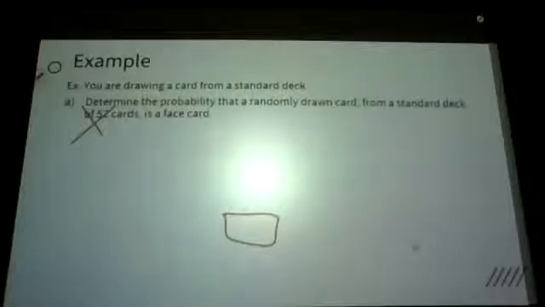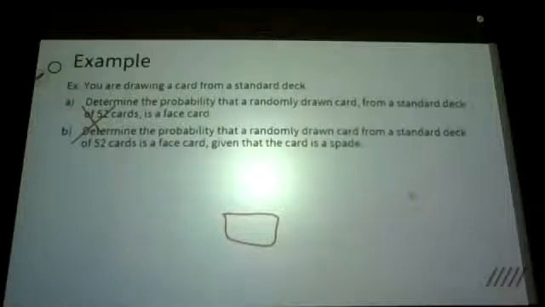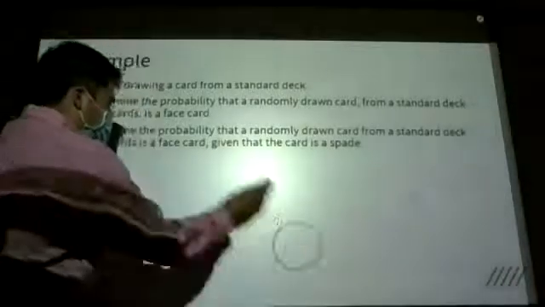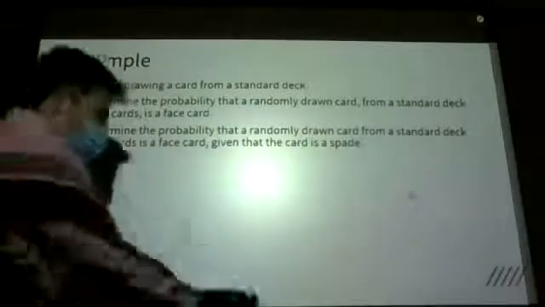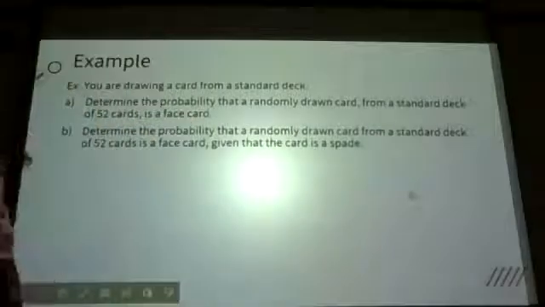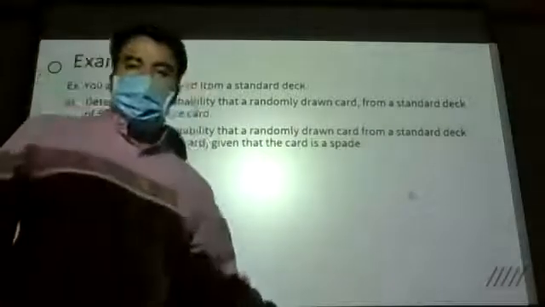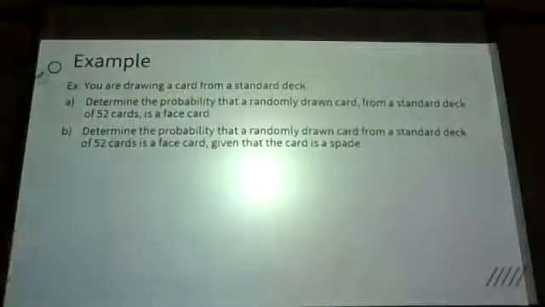Let's say that you're drawing a card from a standard deck. Whenever I talk about the standard deck, we always assume it's 52 cards, unless I tell you otherwise. There are some questions in the textbook that include the joker. I tend to not include the joker. I just feel like that throws things off a bit more. I always just do 52, okay?